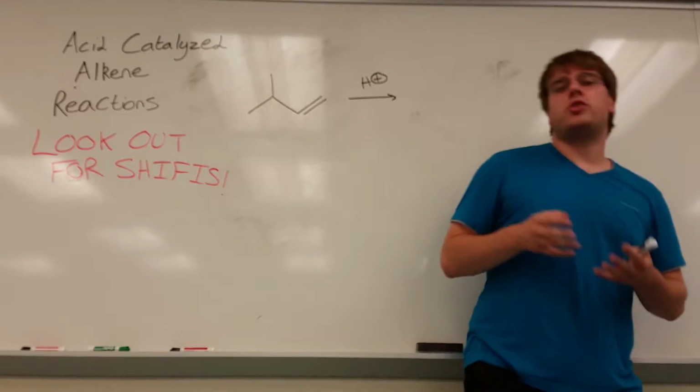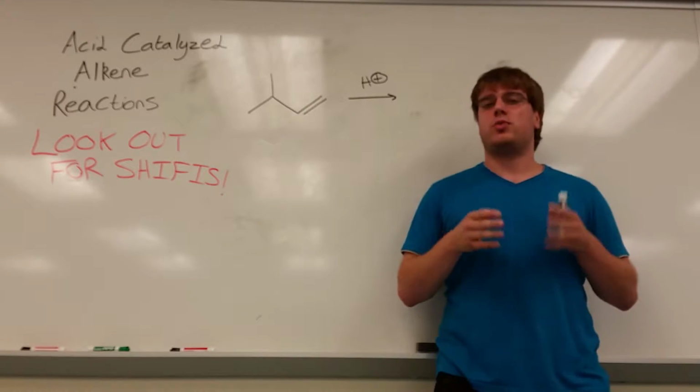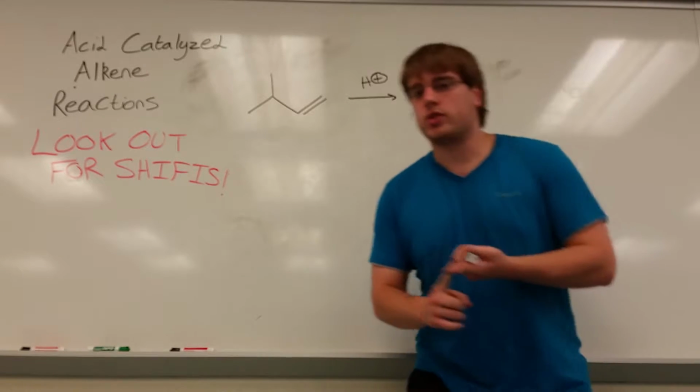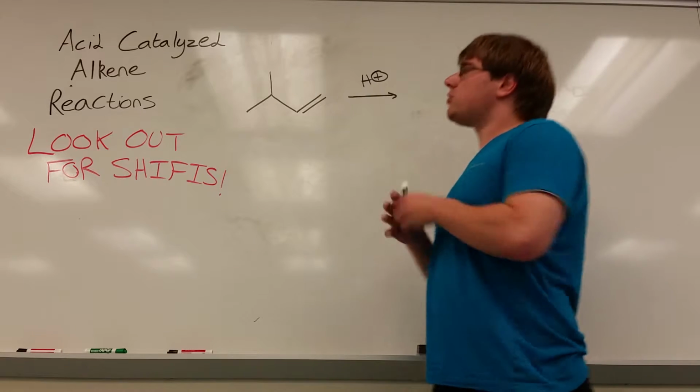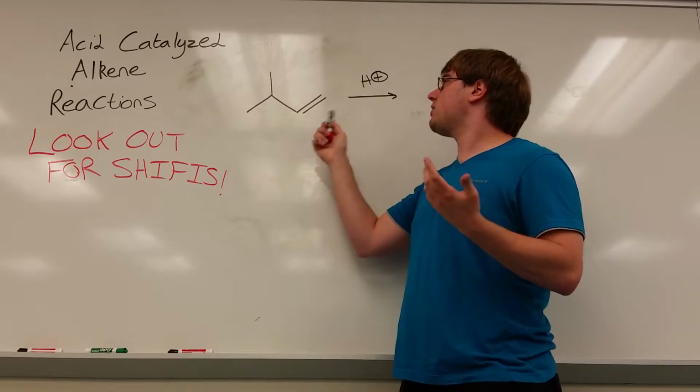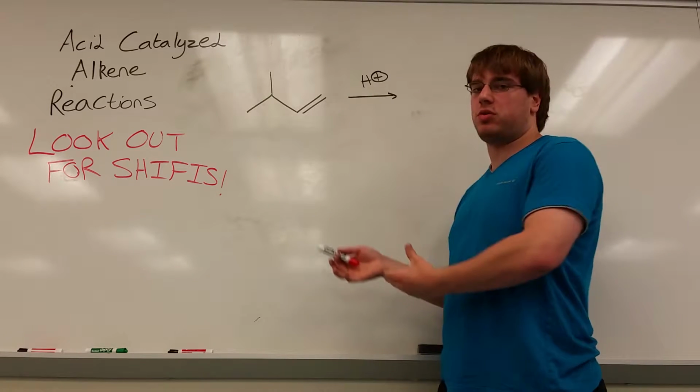In this video, we're going to be talking about acid-catalyzed reactions with alkenes. That involves additions and elimination reactions. Now, the first thing to point out is, well, what does this mean? An alkene just refers to a carbon-carbon double bond, while an acid is just any good source of H+.